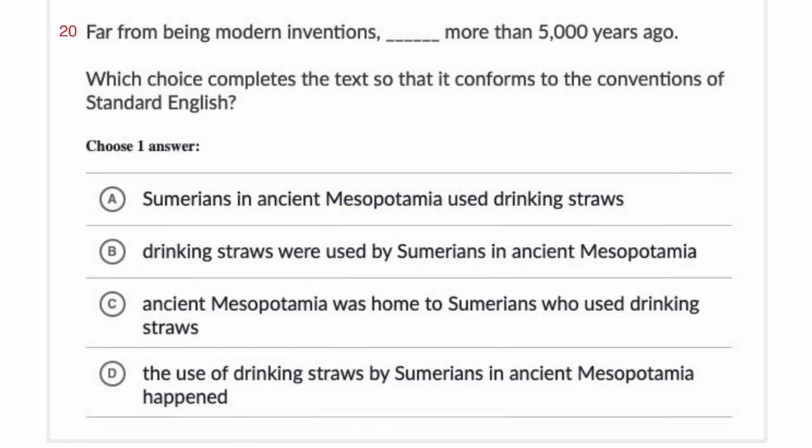Okay, so far from being modern inventions, blank. So this would be an example of an opening modifier. This is the first modifier or dangling modifier question. So what is far, or what were far from being modern inventions? Sumerians? I don't think so. Sumerians are kind of people. They're not inventions or far from being modern inventions. I think it's going to be the straws. Drinking straws.